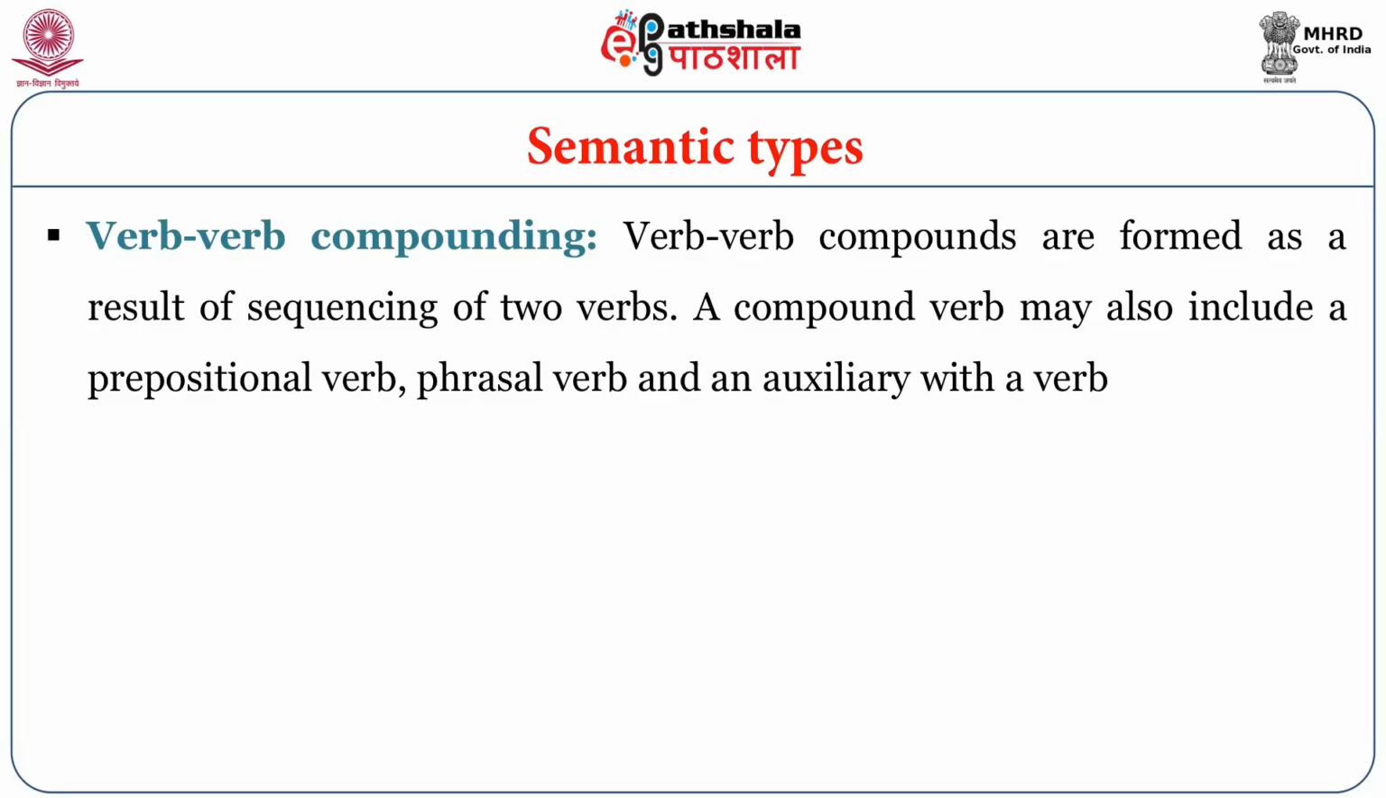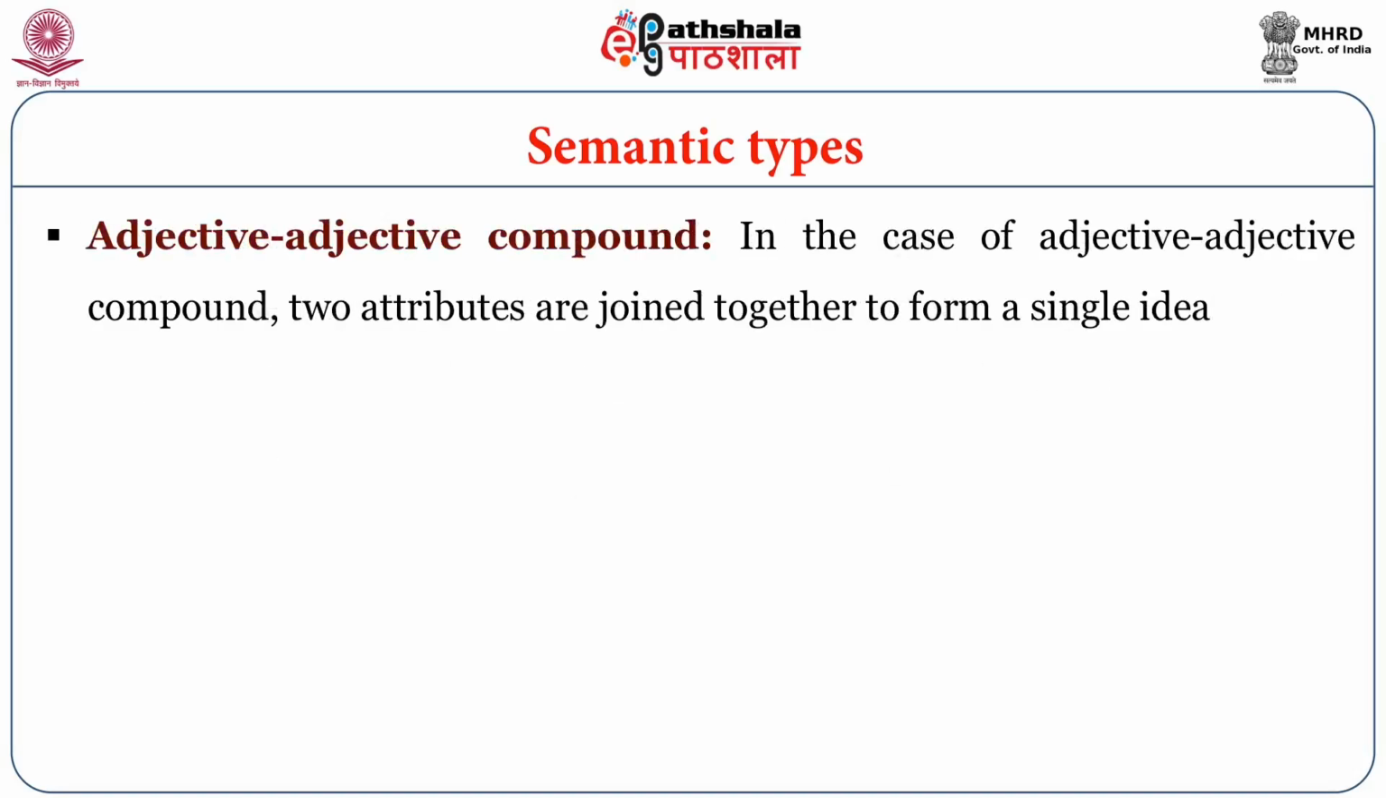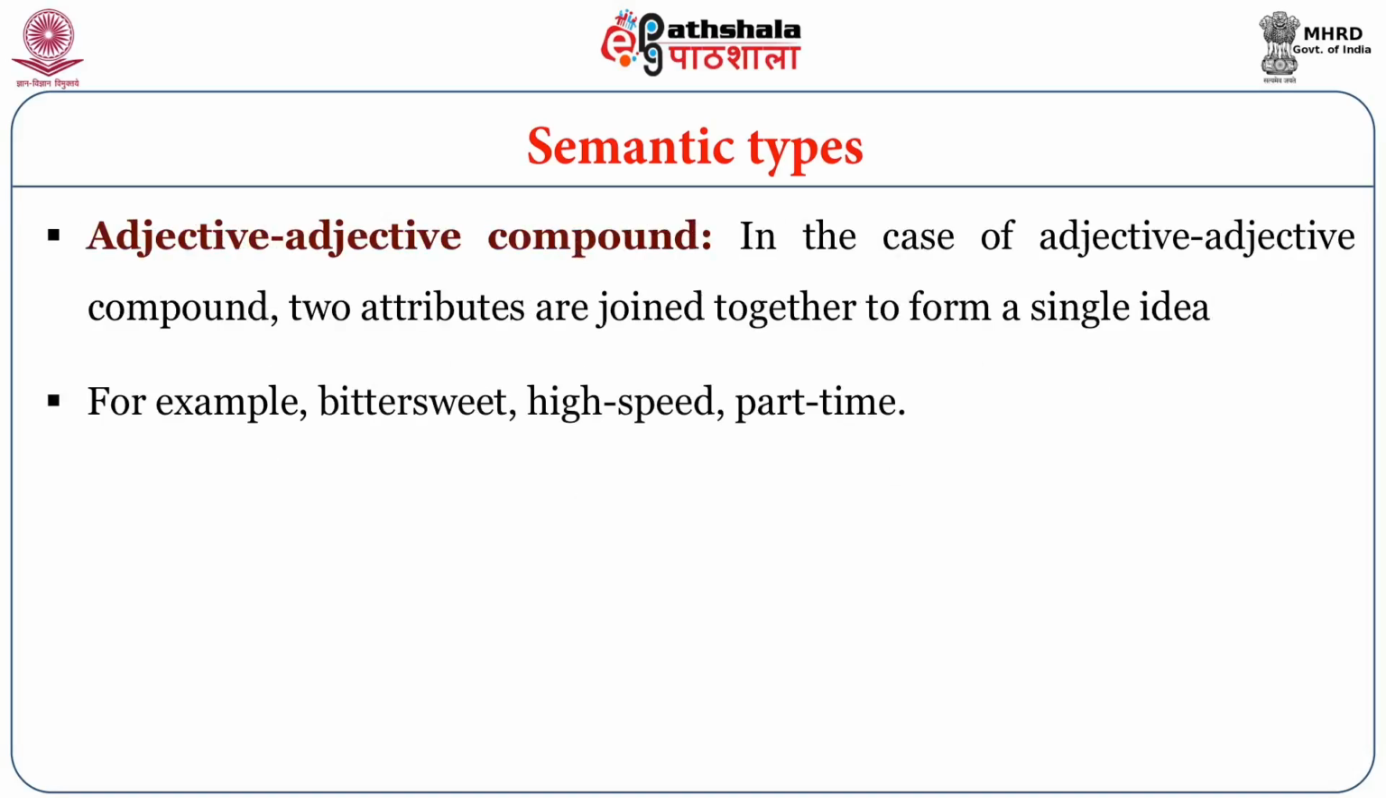Verb compounds are formed as a result of a sequencing of two verbs. A compound verb may also include a prepositional verb, phrasal verb, or auxiliary with a verb. For example, oversee, backspace, veer away, etc. Adjective compounds are also there, and in this case two attributes are joined together to form a single idea, like part-time. Part is one, time is another, and we get one word, part-time, high-speed, etc.